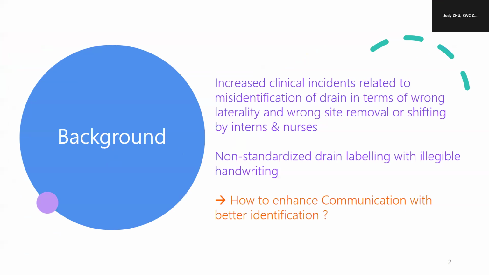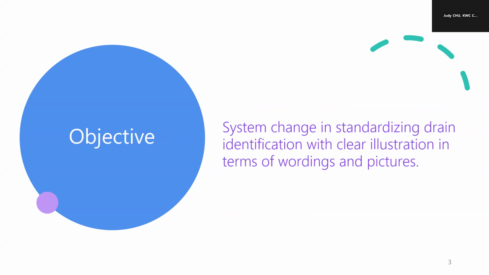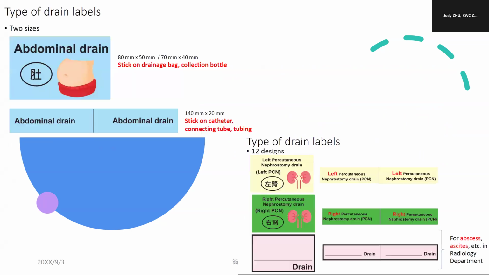We have noted that there was increased clinical incidence related to misidentification of drains in terms of wrong laterality and wrong side removal or shifting by interns and nurses. And there was non-standardized drain labeling with illegible handwriting. How to enhance communication with better identification? We need to have a system change in standardizing drain identification with clear illustration in terms of wordings and pictures.